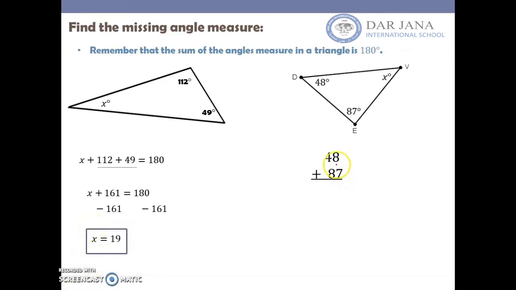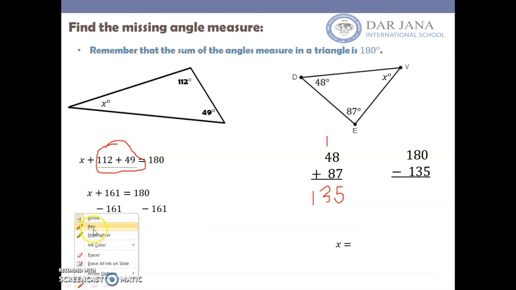Here 8 plus 7 is 15, so this is 5. And then here 8 plus 4, 12, 12 plus 1, 13, so this will be 135. So you add them, just basically what I did here. And then the answer, I will subtract it from 180.